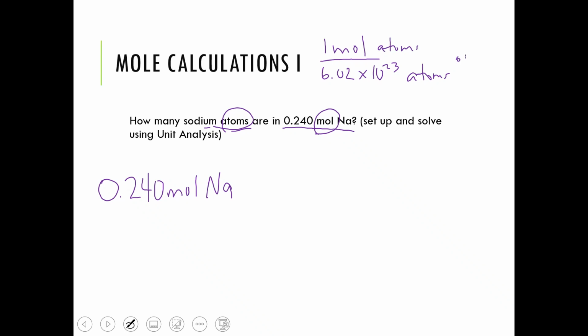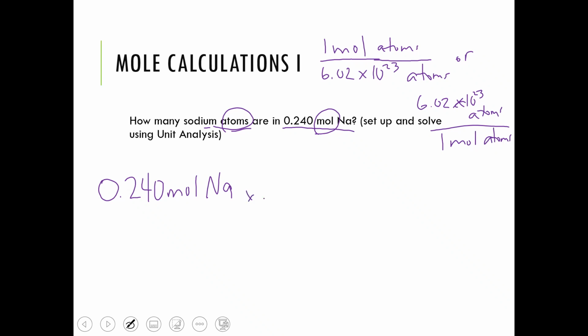And we also know that we can write the reciprocal of this, and we can say, well, that's also equal to 6.02 times 10 to the 23rd atoms for every 1 mole of atoms.